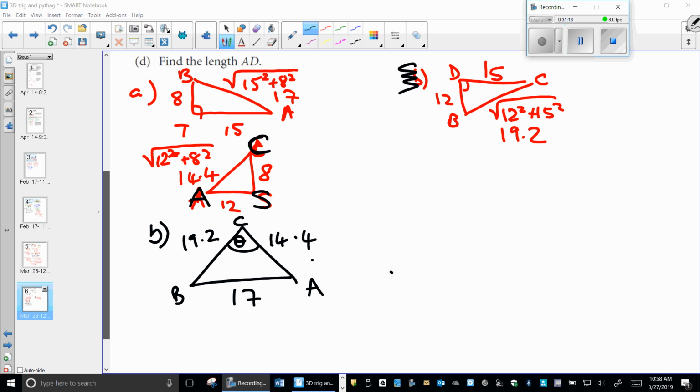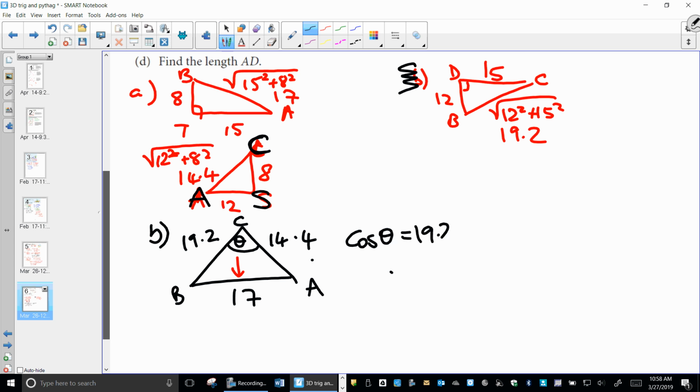Anyway. Right, so here's my triangle. I've input all the information we just found in part A. We now have three sides and we're trying to find an angle, so we need to use the cosine rule. And remember, we need to establish which one we're subtracting. So which one are we subtracting? 17. Yes, so we're going to do cos theta is 19.2 squared.